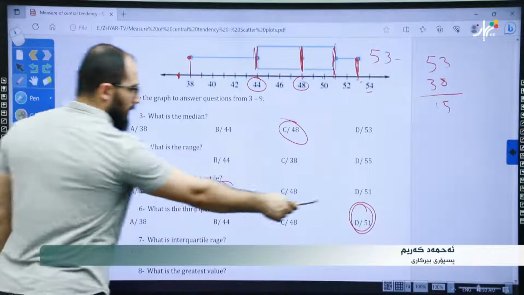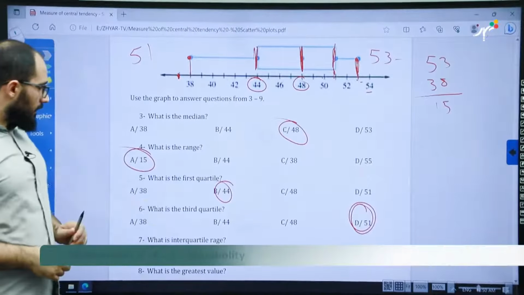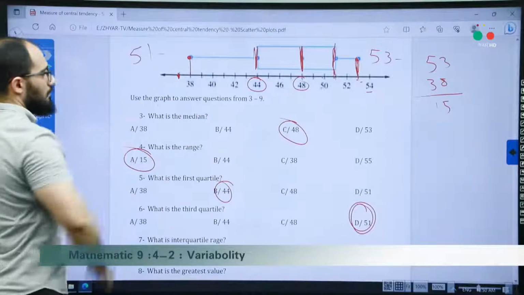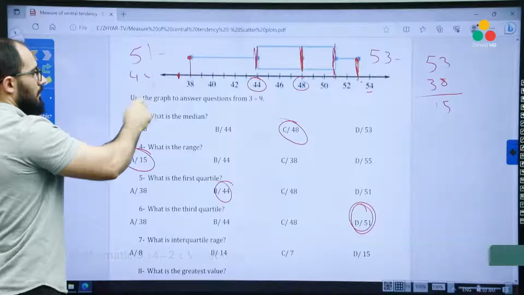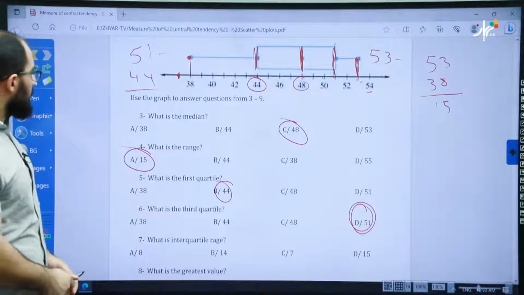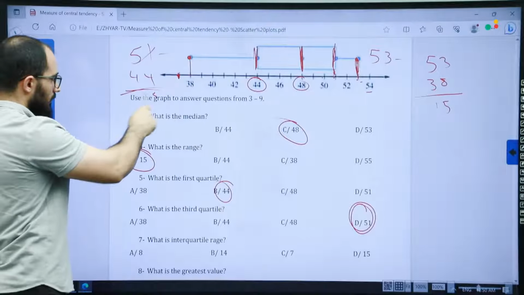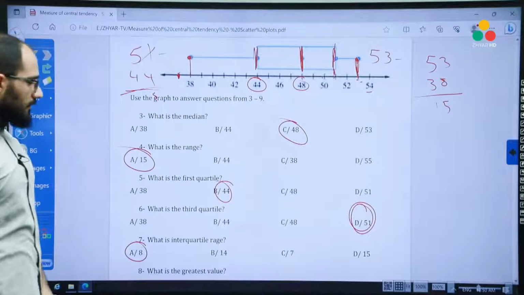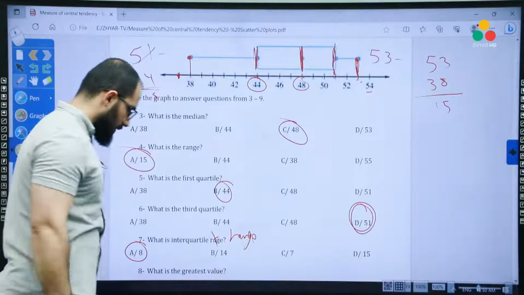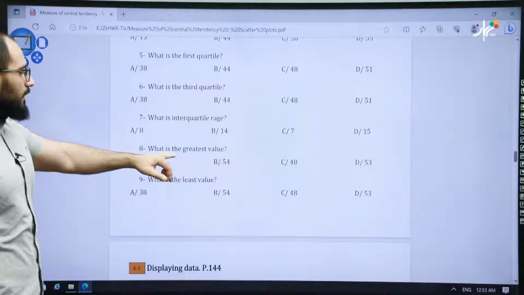It means the third quartile, 51. Interquartile range means the upper quartile, let's say the third quartile, 51, minus 44. So it's going to be 7. The interquartile range is going to be 11 minus 4, so it's going to be 8. So 8 is the interquartile range. It's not the range, it is the interquartile range. And also, the other questions are, what is the greatest value?